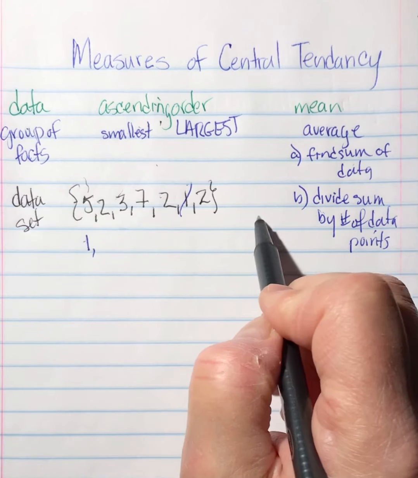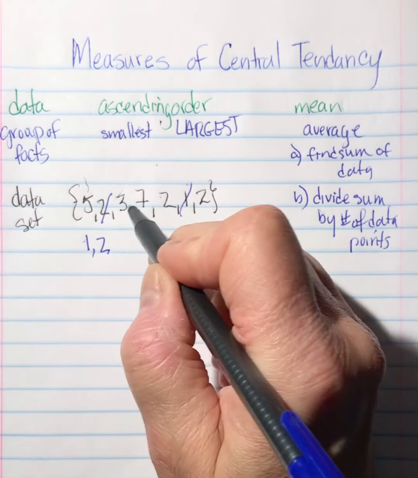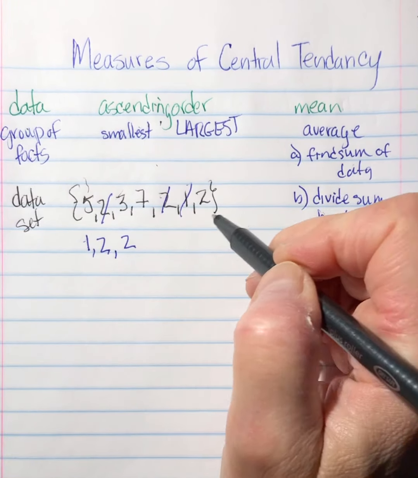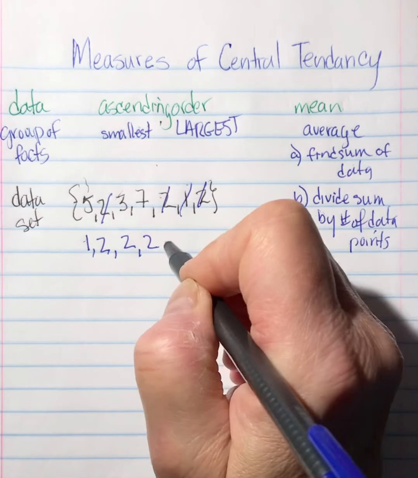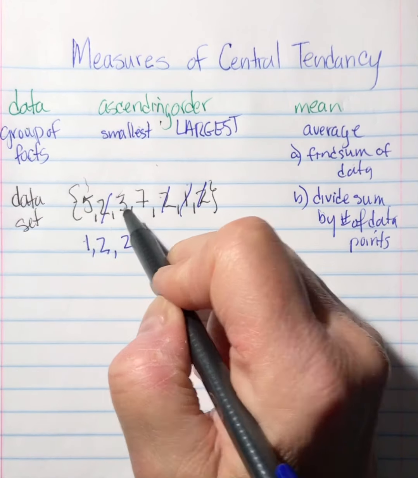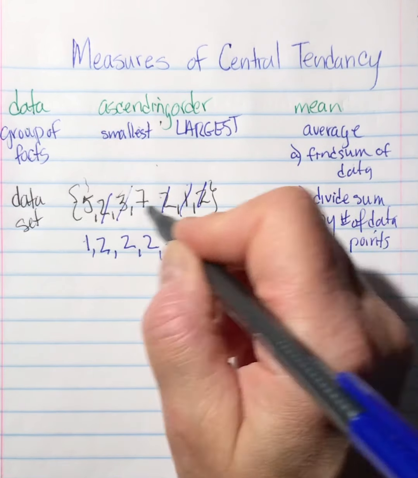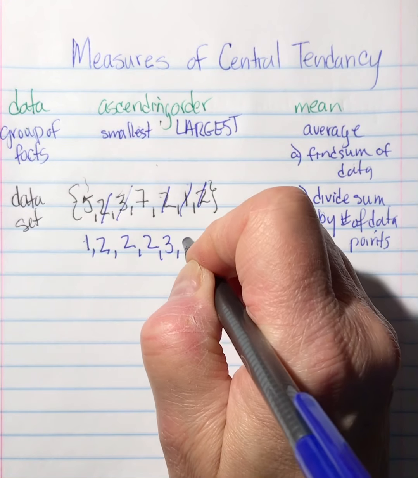And I'm going to look, are there any other 1s? No, but I have a 2. So I'm going to write down my 2, and I cross it off. I look, oh, I've got another 2. I'm going to write that down, and I'm going to cross that one off. And I have another 2, so I'm going to write that down and cross it off. And look, any more 2s? No, but I do have a 3. I'm going to write that down. No other 3s, no 4s, but I do have a 5. I'm going to write my 5 down.